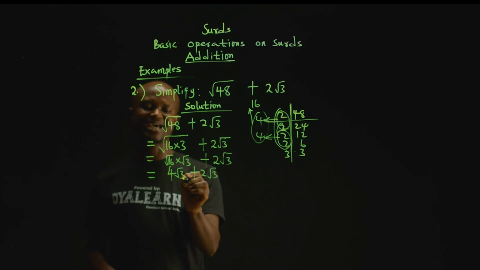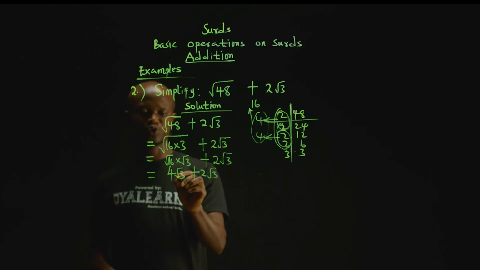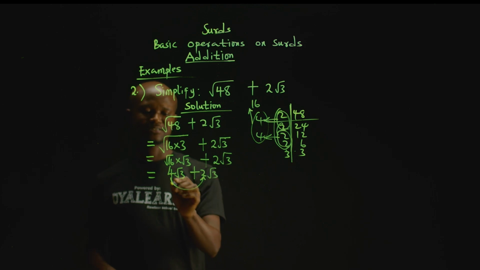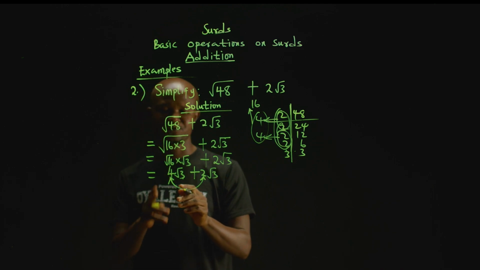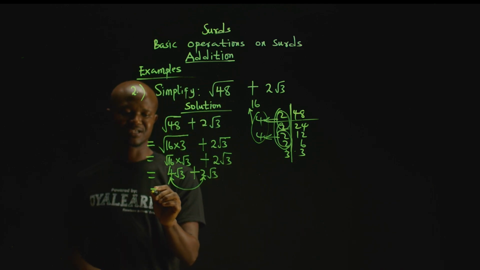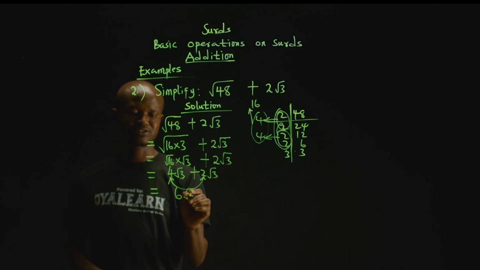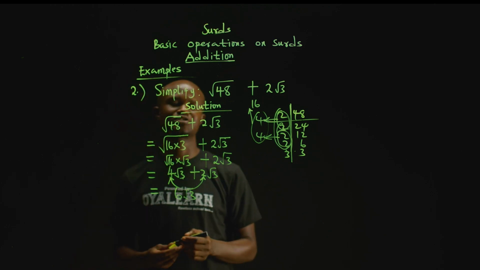Now, we have the same number inside the square root. So we are going to add the numbers in front of root 3 together in each term. 4 plus 2 will give us 6. So this will give us 6 root 3. That is the solution to the problem.